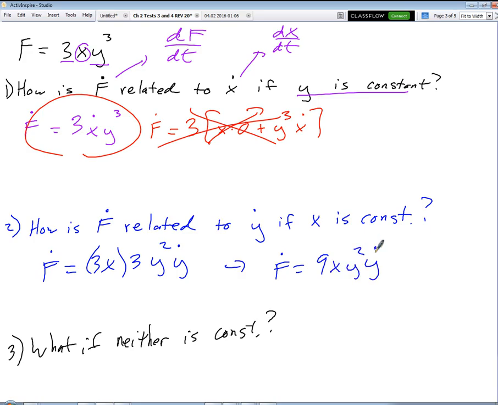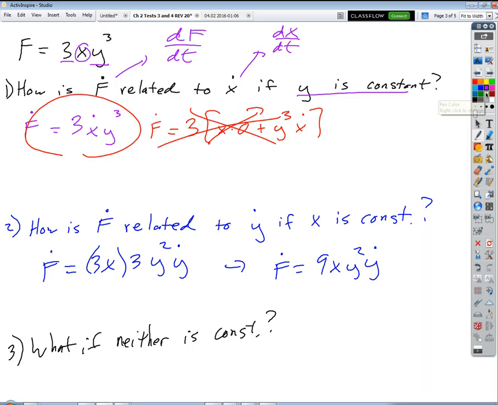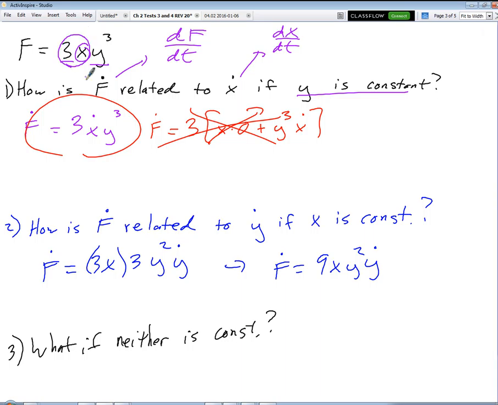Okay, Delaney, ask a question. I didn't even write it down. Can you explain it again? Yep. So if we're differentiating now, we're doing part 2, right? Part 2, we're saying how is f dot related to y dot if x is a constant? If x is a constant, then all that stuff right there is considered a constant now, right? And so how do I differentiate a function with a constant out front? I just leave the constant out front. I can ignore this because it's all a constant and just differentiate the y cubed by the chain rule.